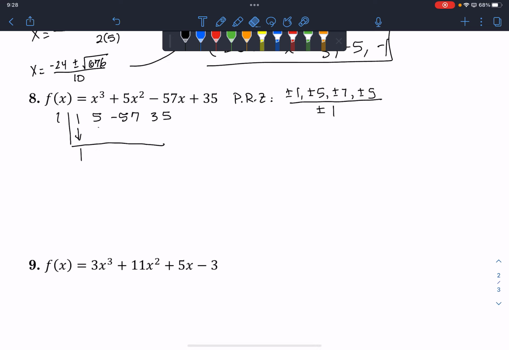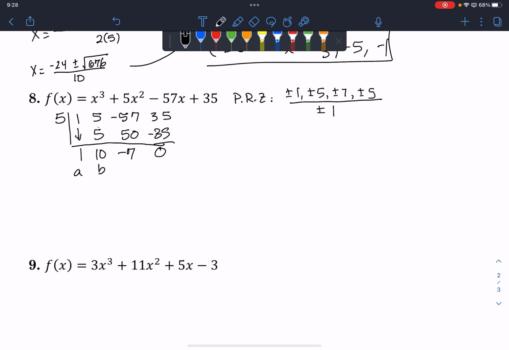So let's try something else. Let's see from our list. I don't think -1 is going to work either. Let's try 5. Let's see if +5 works. 1 times 5 is 5, which then adds up to 10. This now adds up to 50. Oh, there we go. And now this is -7. And -7 times 5 is -35, which then adds up to 0. So this is what we're going to use.